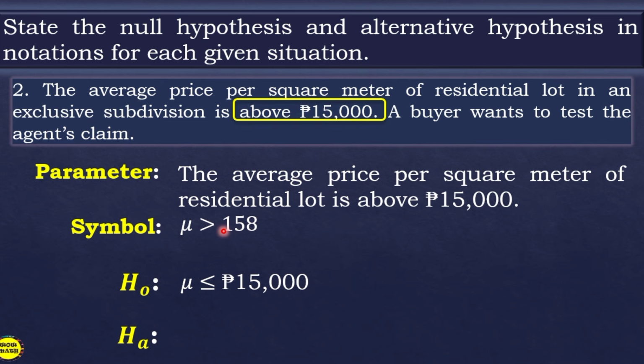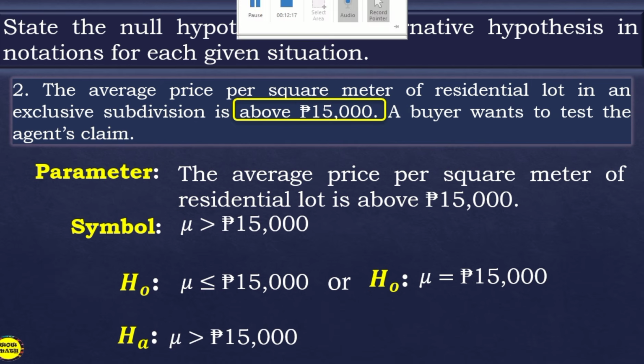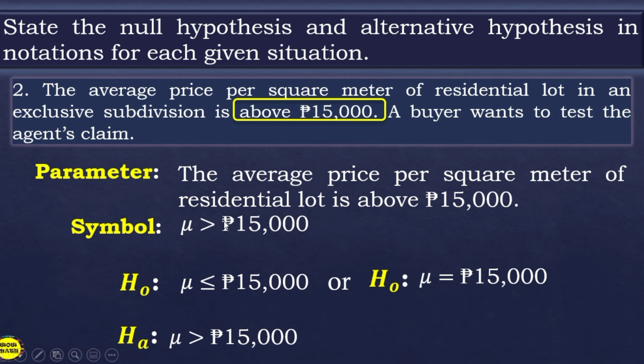Since greater than yan, no? Yung alternative hypothesis natin, ang magiging null hypothesis natin is less than or equal. Or, pwede rin class na yung null hypothesis natin ay ilagay nyo equals. Okay? So, again, inedit lang natin ito, class. So, dapat 15,000 to. Okay? So, again, since yung claim natin nasa alternative hypothesis, ang magiging symbol ng null hypothesis natin ay less than or equal. Or pwede rin na equal sign ang gamitin nyo.